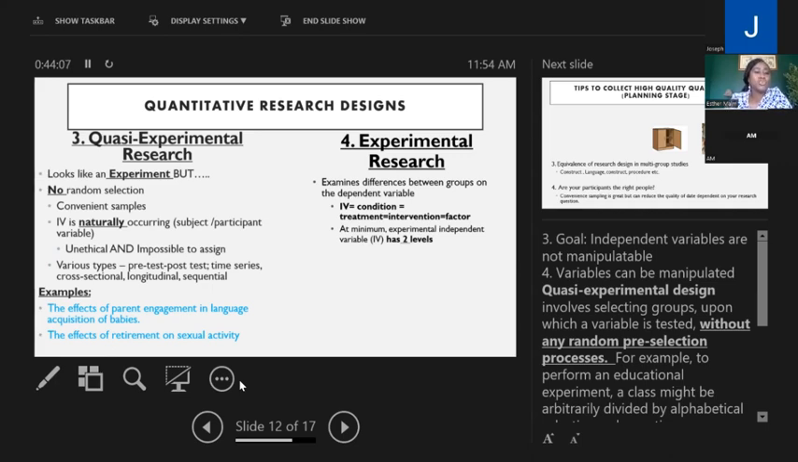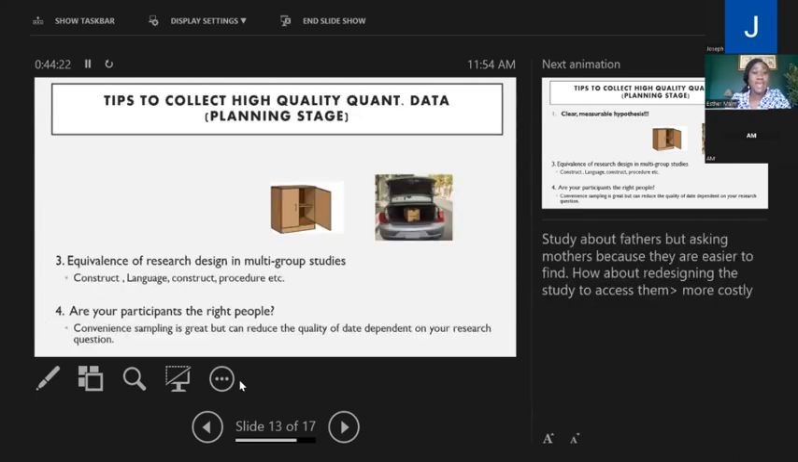And based on your research question and your hypothesis, you'll be able to distinguish which quantitative research design to use to be able to collect your data and then to be able to analyze it for ultimately, hopefully, quality answers to your original research question.